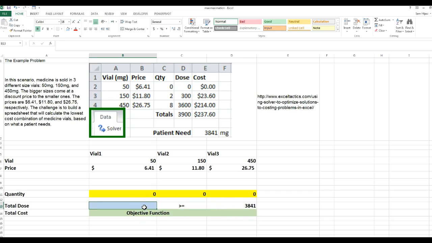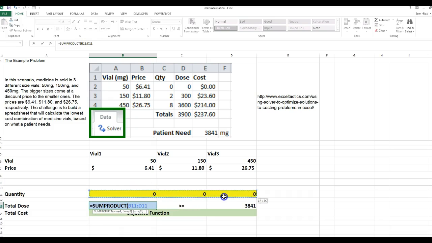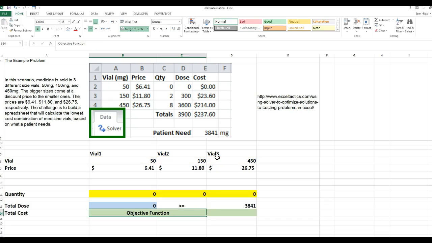Anyway, to calculate the total dosage, we multiply this by this, plus this by this, plus this by this. This is going to be done very easily if I use SUMPRODUCT. So SUMPRODUCT is going to be this, comma. I could lock it if I needed to repeat that, but I'm not going to lock it at this moment. B11 through D11, comma, B6 through D6, and we can hit enter. The result, of course, at this moment is 0.